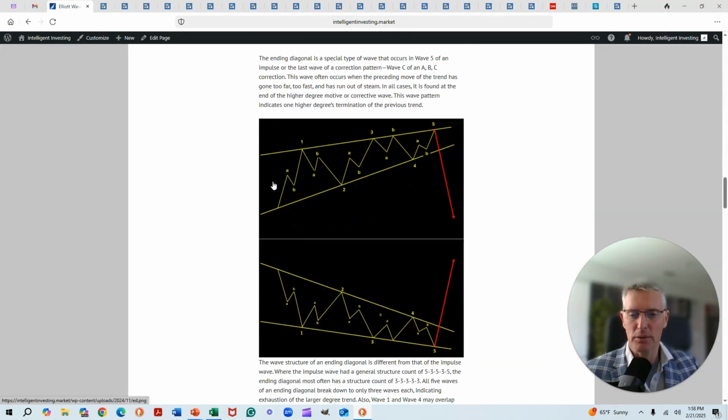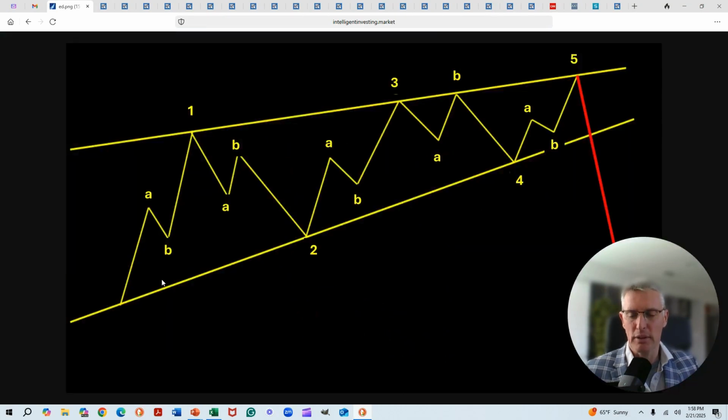Okay, ending diagonals can be to the upside and to the downside. In this case, we're looking to the downside. And as you can see, if you click on it, it comprises three waves for its impulse path. ABC for 1, ABC for 2, ABC for 3, ABC for 4, ABC for 5. That is the very unfortunate nature of an ending diagonal.